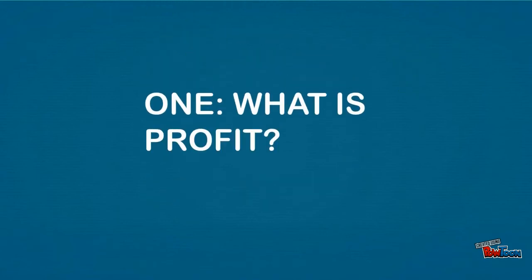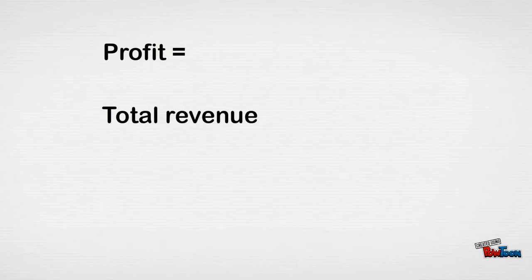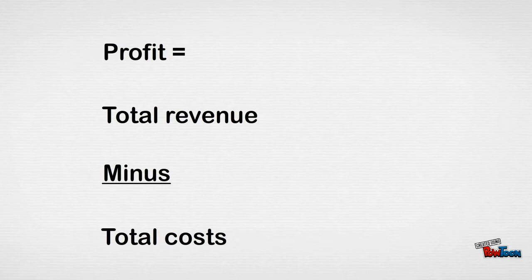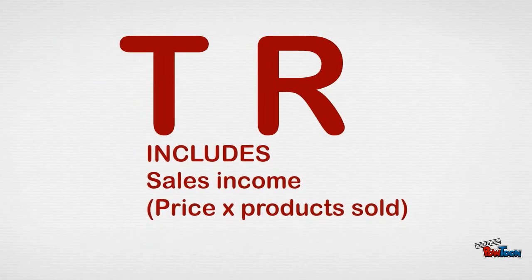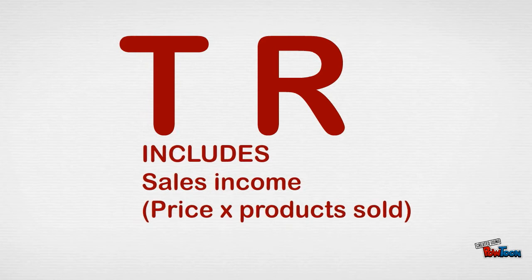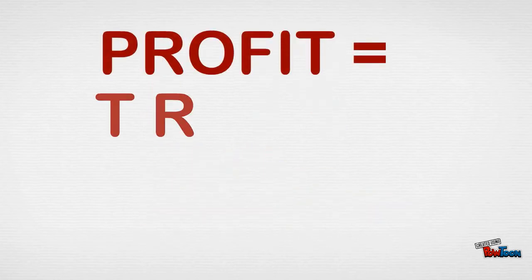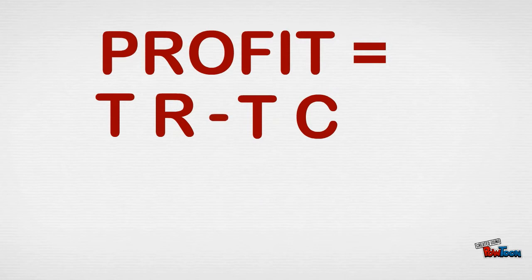Profit is total revenue minus total costs. Business activity involves costs, expenses, and revenue, which is sales income. Total costs, TC for short, might include expenses such as wages, raw materials, and rent. Total revenue, TR for short, is the price of products multiplied by the number of products sold. Total revenue must exceed total costs to create a profit, which we can call P.